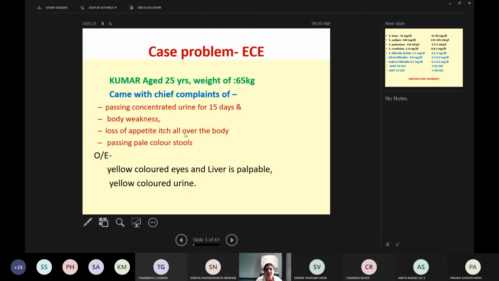So on examination, you will come to know that there is yellow discoloration of his sclera, especially icteric sclera, and when you palpate the abdomen, you find an enlargement of the liver, and when you ask him to give a sample of urine, you will also find a dark yellow color.